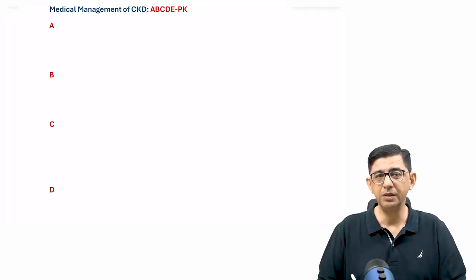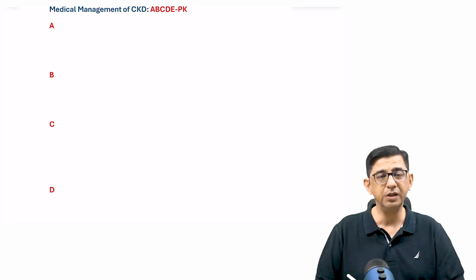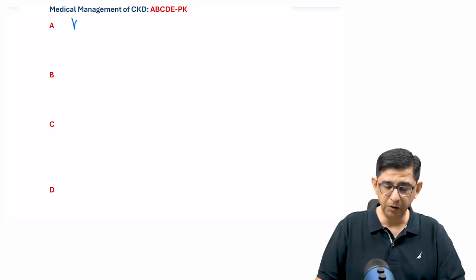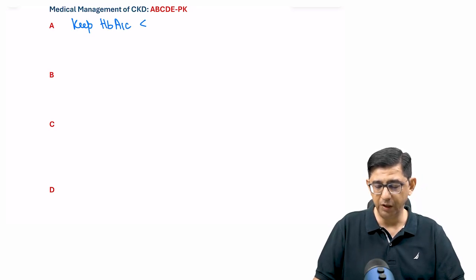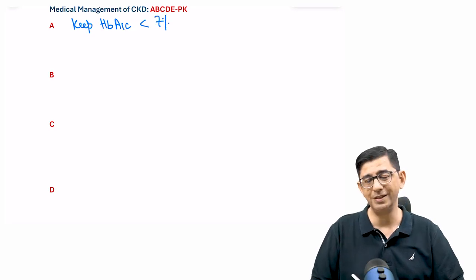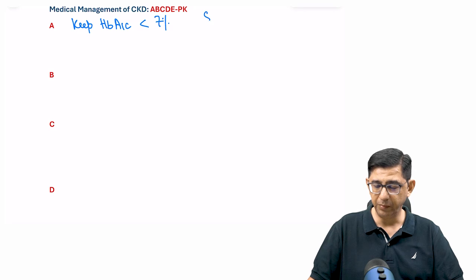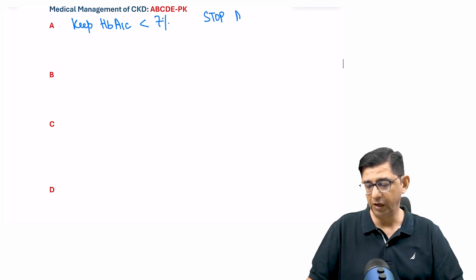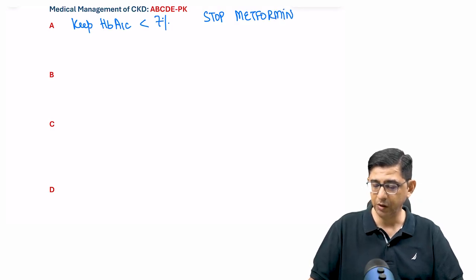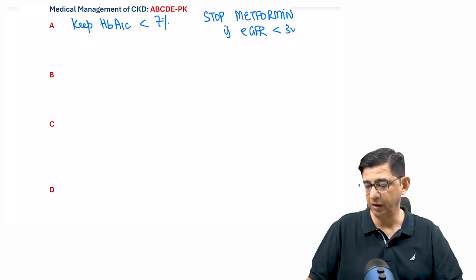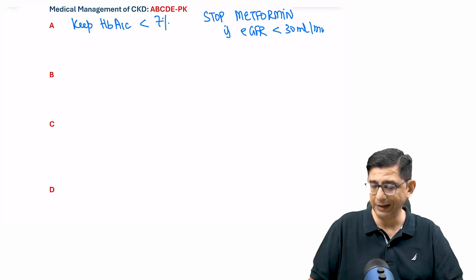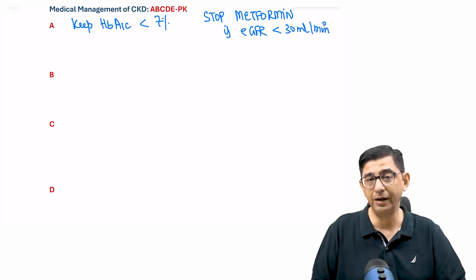The mnemonic for remembering this is ABCDE for management of CKD. A would mean that we have to keep the glycosylated hemoglobin of the patient well under control. The level of glycemic control I want to achieve is a value of less than 7%. So in a person who's gone into CKD, I have to anyway stop metformin. I've already explained to you in the diabetes section, and I'm repeating once again, stop metformin if the estimated glomerular filtration rate of the patient is less than 30 ml per minute. If I continued, that would be medical negligence on my part, and it can trigger lactic acidosis.